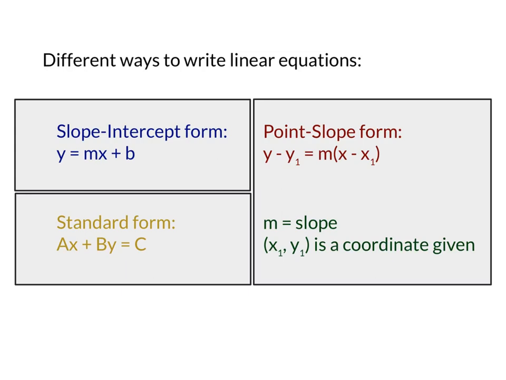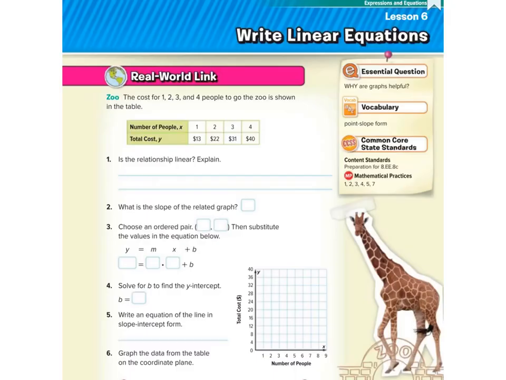And the cool thing about it is that m means slope in this equation, the point-slope form, and in the slope-intercept form. And then the (x1, y1) is a coordinate that's given. So those are going to be actual values of numbers. All right, let's keep moving on with our lesson.